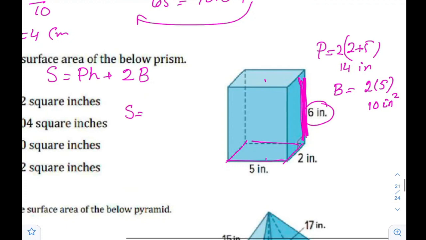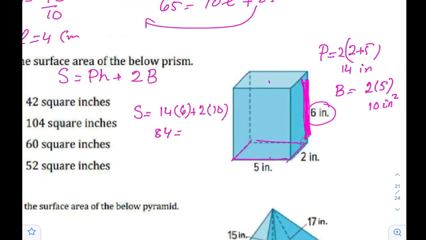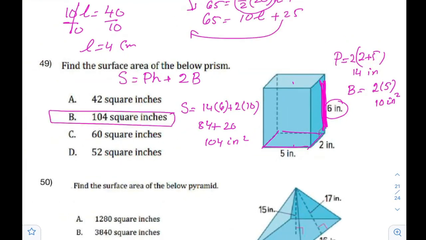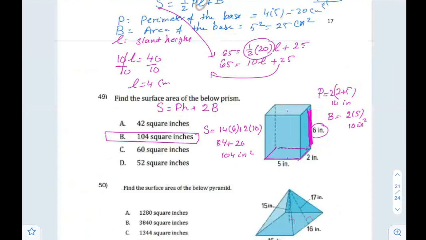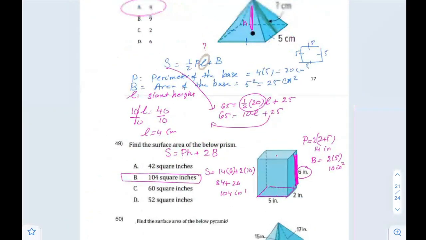So our surface area is 14 times 6 plus twice the 10. Now 14 times 6 is 84, plus 20, 2 times 10, and the answer is 104 inches squared. It's a very nice question, very easy question. So this is the difference when finding it for the pyramid.